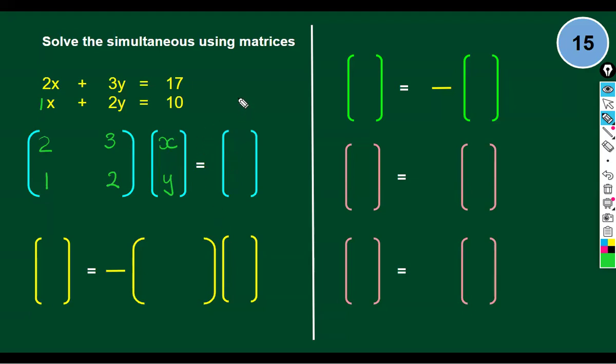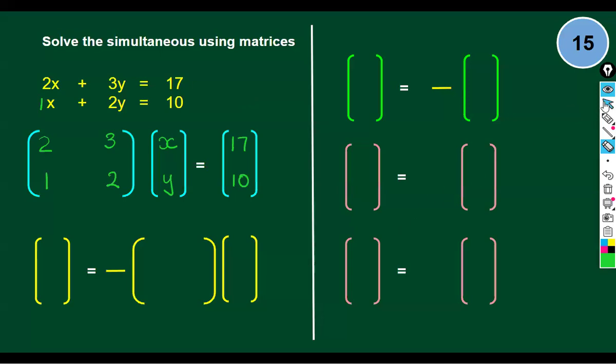Anybody want to take a guess what 2 numbers go over here? Because you have an equal sign here. What obviously goes over there? 17 and 10. So you just did the first step. You took a simultaneous equation and you converted it into a matrix.